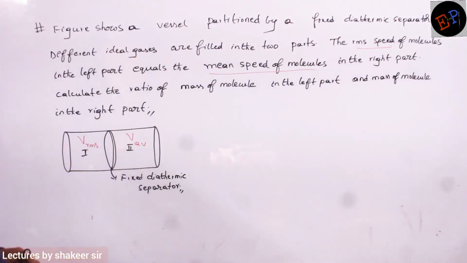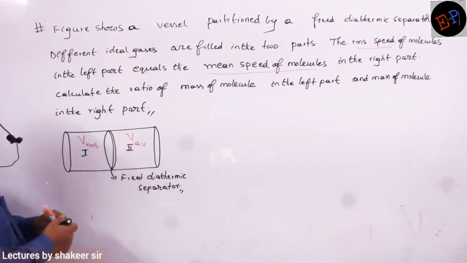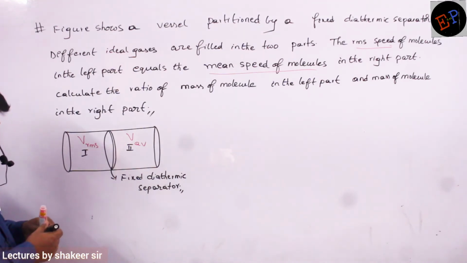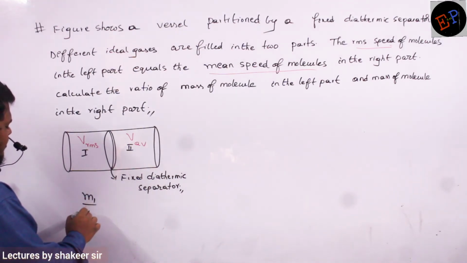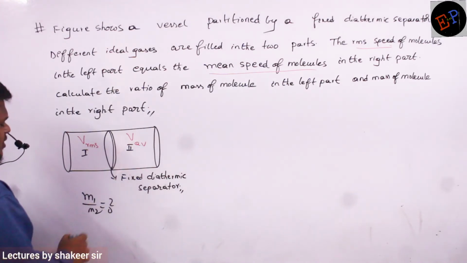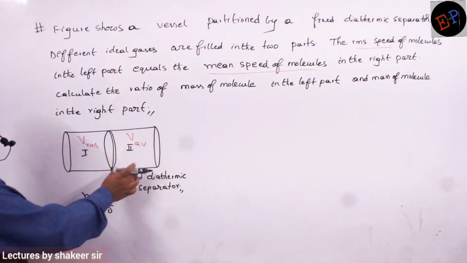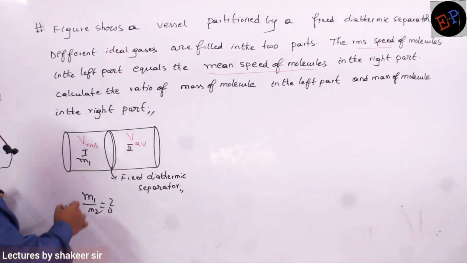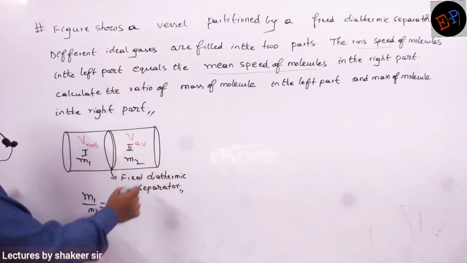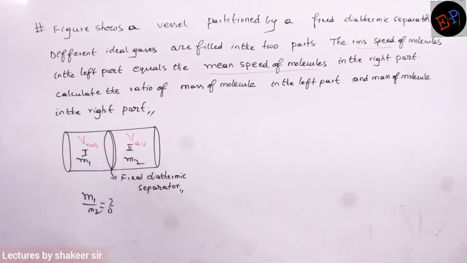Clear? Then what is the ratio of the mass of these molecules present on both sides? It means he is asking us to find the M1 divided by M2 ratio. Here different molecules are there, here different molecules are there. So here the mass of each molecule, let it be M1, and here the mass of each molecule, let it be M2. This ratio I am supposed to calculate.